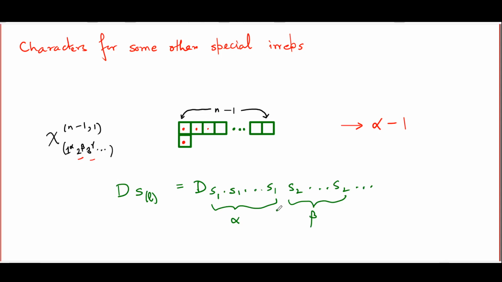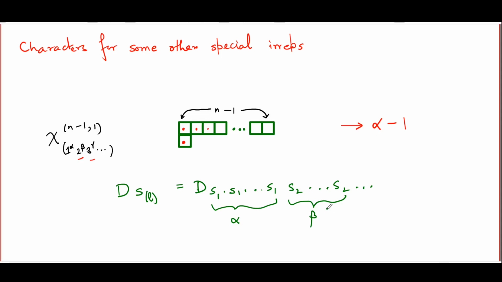However, the ease with which you get to the result may very well depend on the order which you are using. In this and the next two examples where we will calculate characters for all classes for specific irreps, we will follow this particular order. All the S1s multiplied first, then all the S2s, then all the S3s and so on, which essentially means that we are going to put in alpha 1 dots to begin with, then beta 2 dots, then gamma 3 dots and so on.